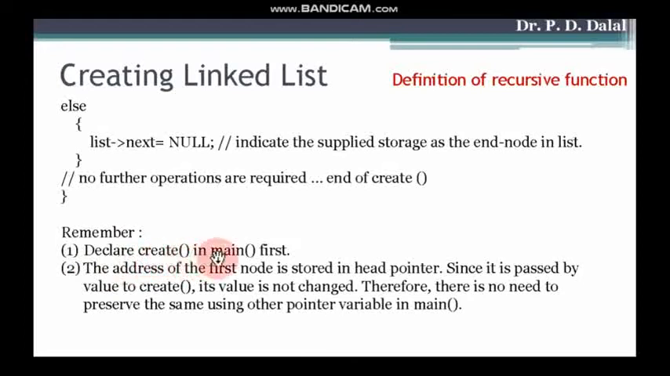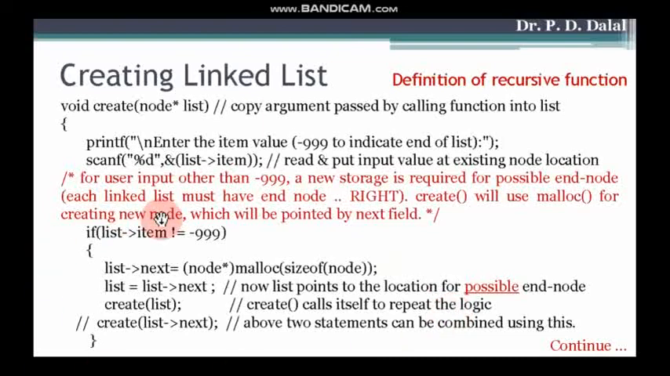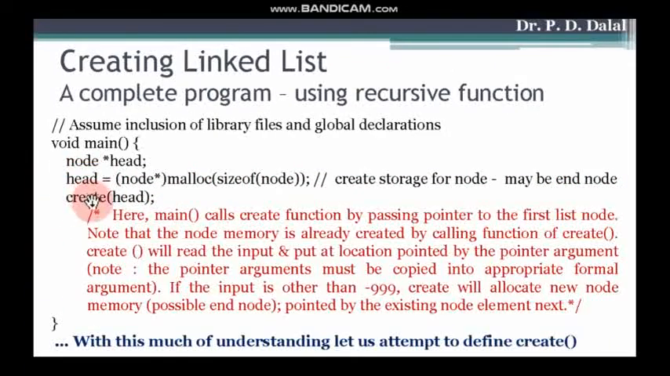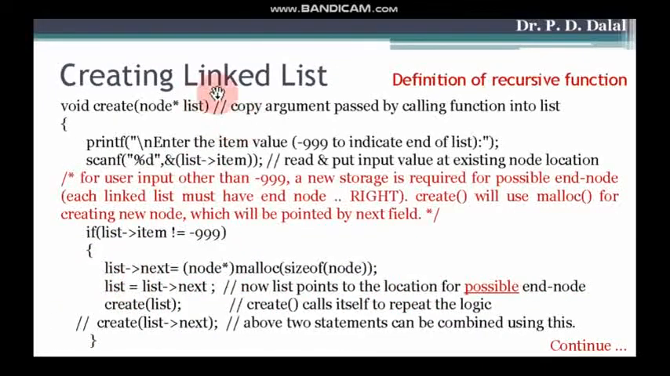Remember, declare the create function in main first. Second, the address of the first node is stored in the head pointer. Since it is passed by value to create, its value does not change. Therefore, there is no need to preserve it using another pointer variable in main. We have passed the value of head while calling the create function from main. We are passing the head value here, that is copied in list. So we are performing all operations on list.